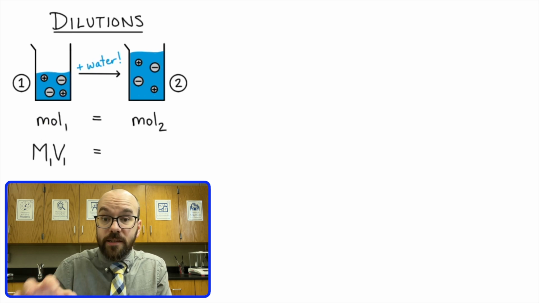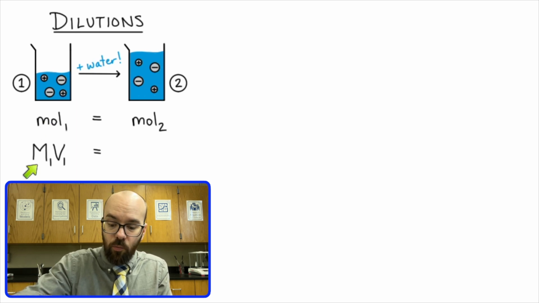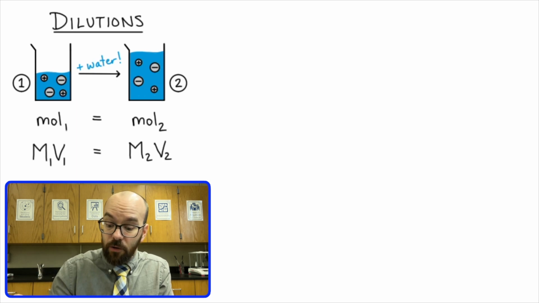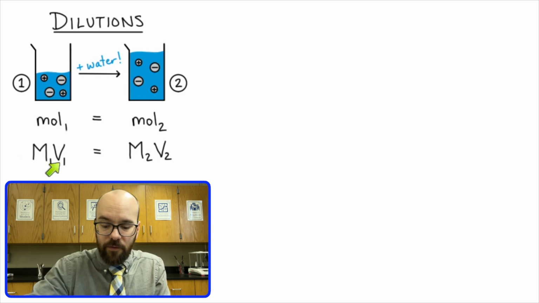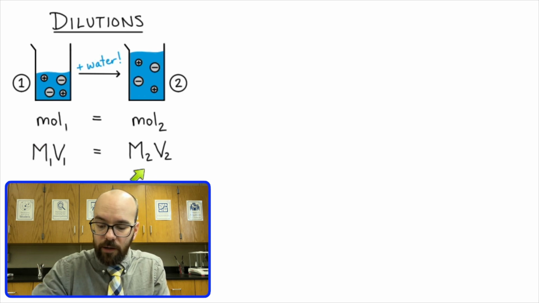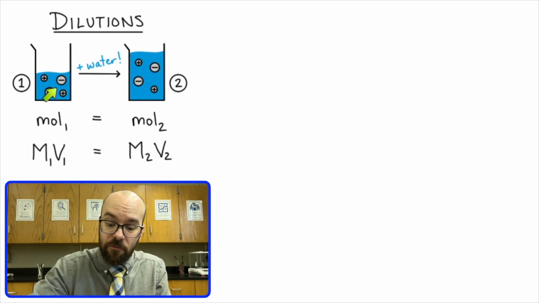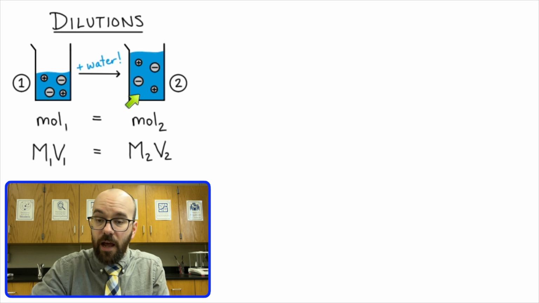So I can take molarity times volume before, or M1V1, and set that equal to molarity times volume afterward, which is going to be M2V2. Because again, molarity times volume is number of moles, and the number of moles, or the number of particles that I have before, equals the number of particles that I have after.